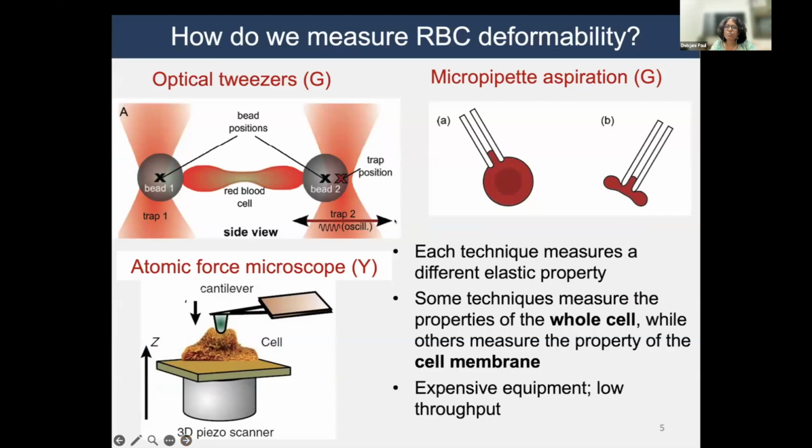And each technique actually measures something very different. Some of them measure the shear modulus, which is perhaps the property of the cell membrane. Some other techniques measure Young's modulus, which is the property of the entire cell. And it's very difficult to compare between these two properties. Plus, the throughput of such measurements is quite low, and it's quite expensive as well. And so this is where microfluidics could really play a big role.